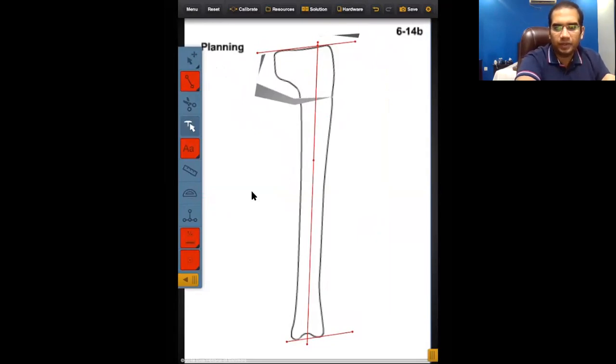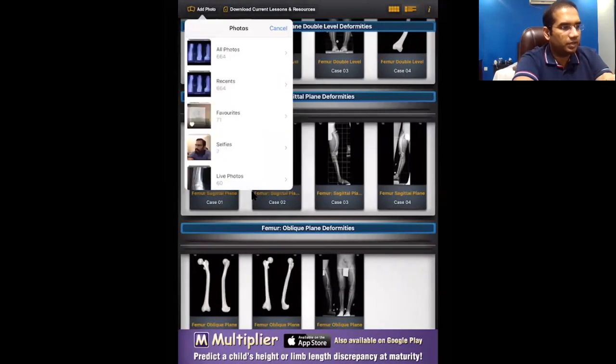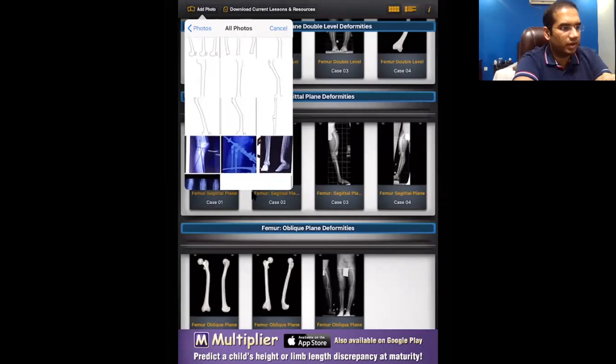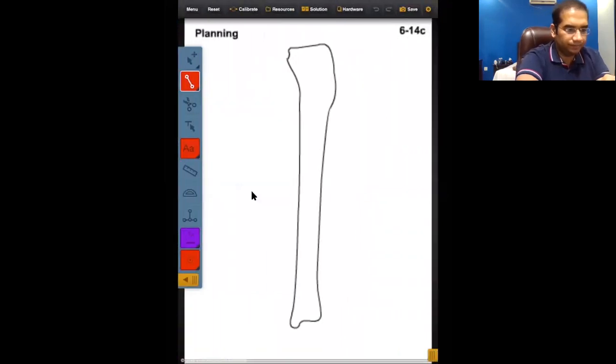Now, as you can see, the deformity has been corrected, and this is how we correct the deformity in the upper part of the tibia. Now let us move to another scenario, another possible scenario in our tibia.